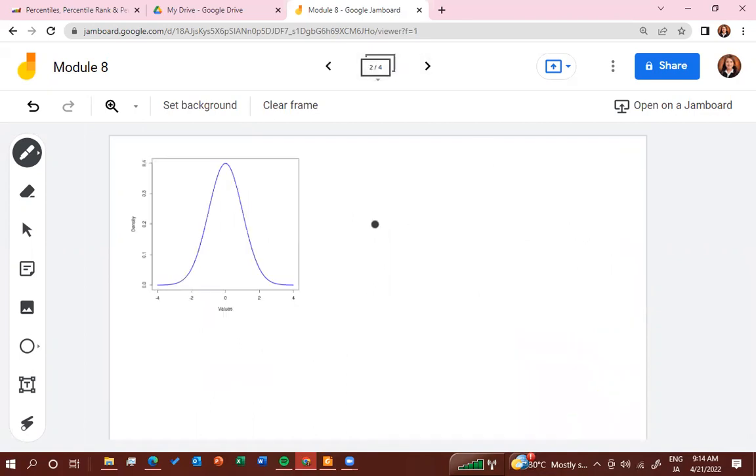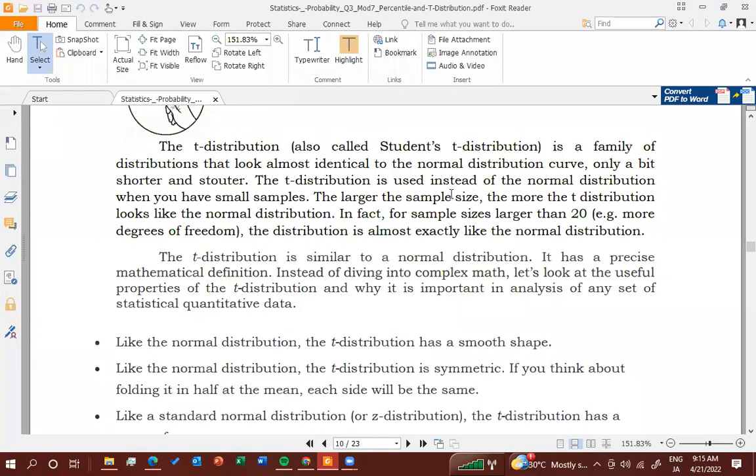It means the family of distributions, or daghan siya, na mode na yung mas taas, so on and so forth. So it's a set or a group of distributions na identical siya sa katong Z distribution or the normal distribution curve, only a bit shorter and stouter. So the T distribution is used instead of the normal distribution when you have small samples.